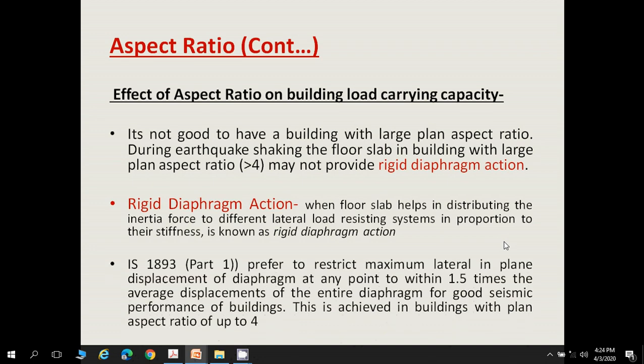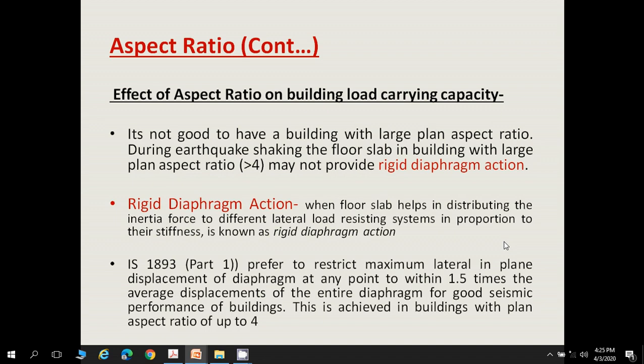Another definition is from IS 1893, the Indian Standard Code of Practice for criteria for earthquake resistant design of structures. It prefers to restrict the maximum lateral in-plane displacement of a diaphragm at any point to within 1.5 times the average displacement of the entire diaphragm for good performance of the building. This can be achieved if the building aspect ratio is up to 4.